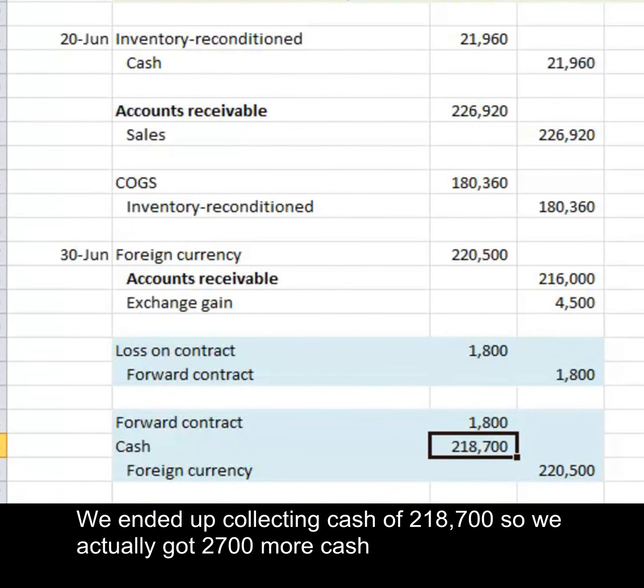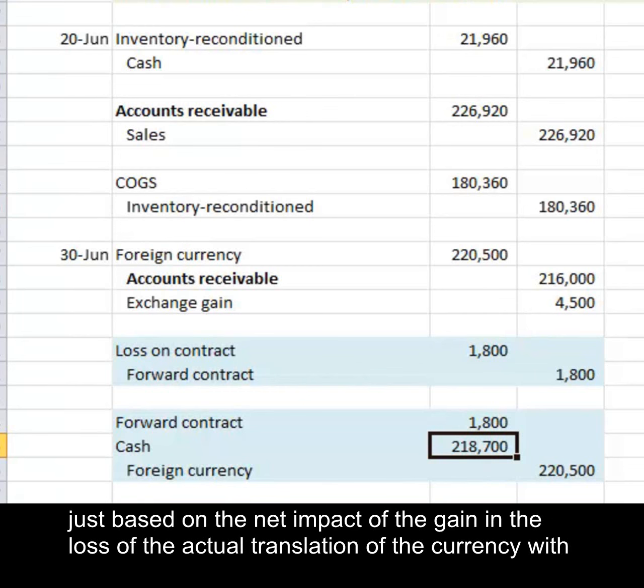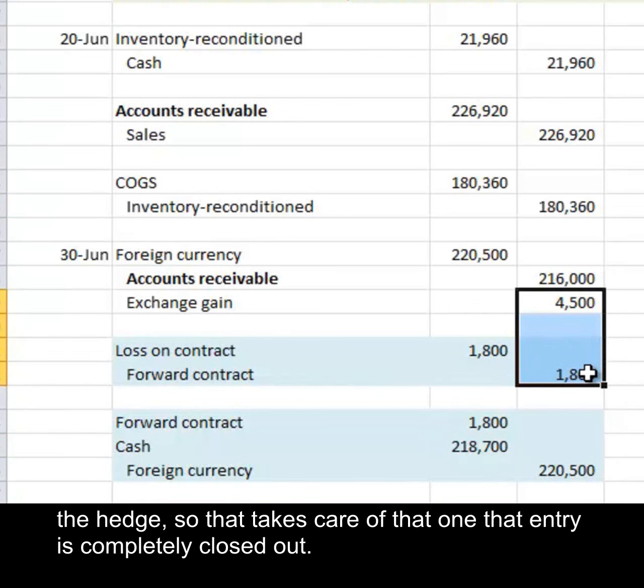So we actually got $2,700 more cash just based on the net impact of the gain and the loss of the actual translation of the currency with the hedge. So that takes care of that one. That entry is completely closed out.